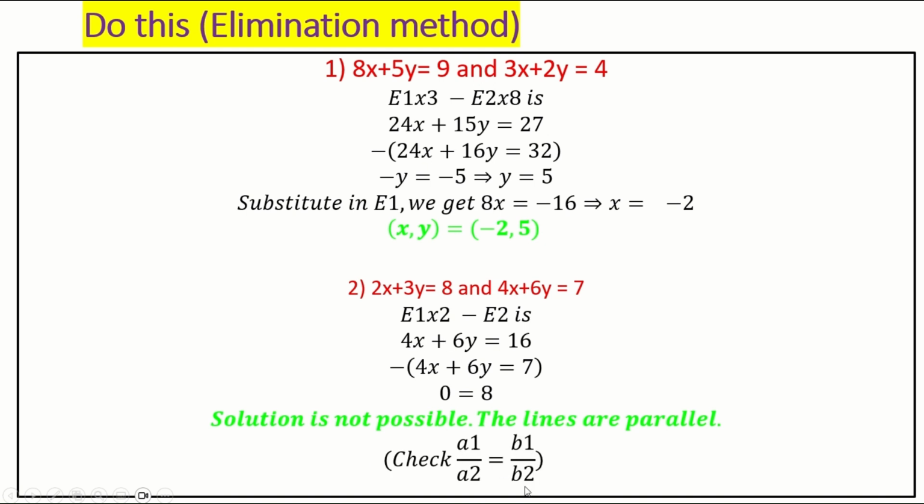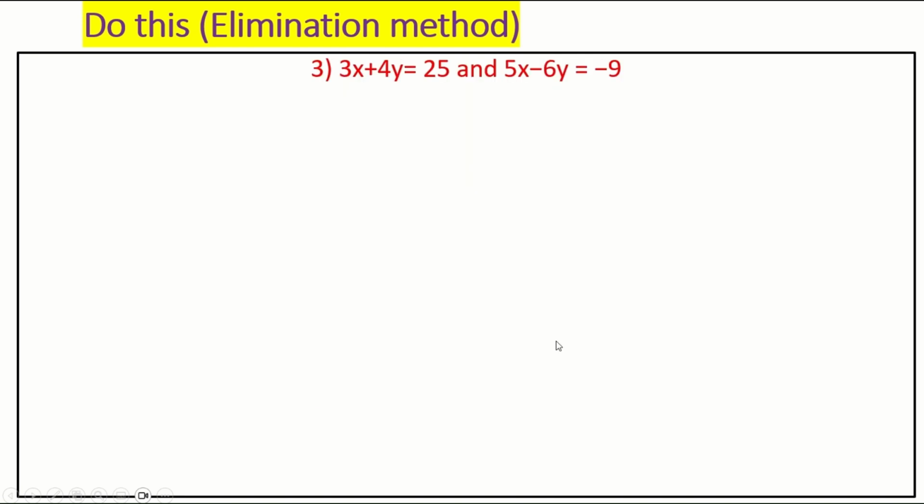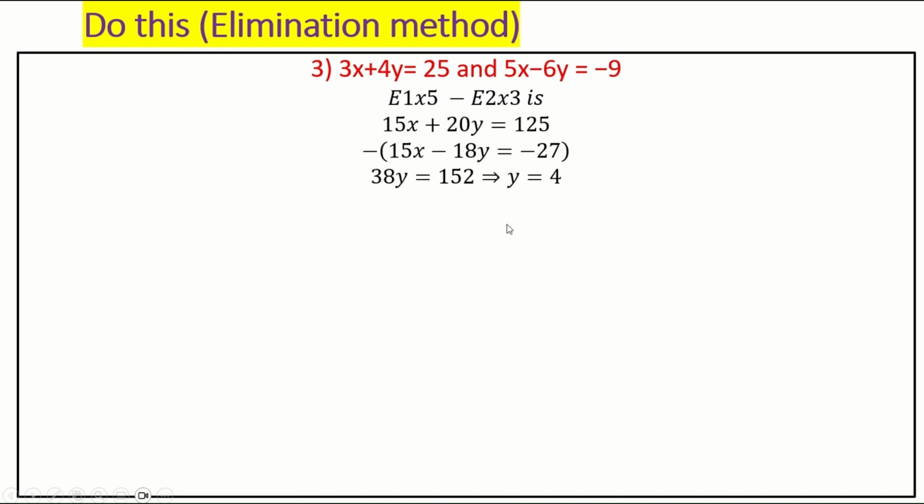Check A1 by A2 and B1 by B2, which is the same actually. 2 by 4, 1 by 2, 3 by 6, 1 by 2. And it's not equal to 8 by 7. Next. Same. E1 into 5, E2 into 3 and subtract. What I'll get is y as 4 and x as 3 by substituting. So x comma y is 3 comma 4.